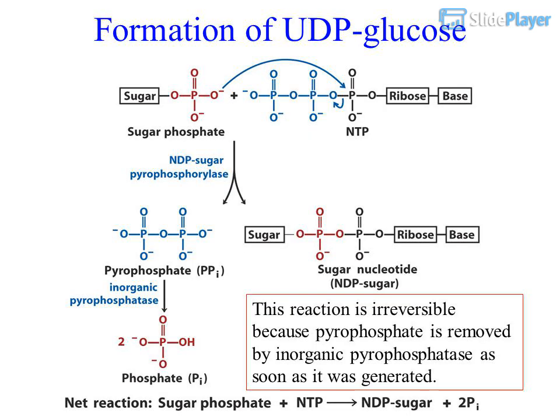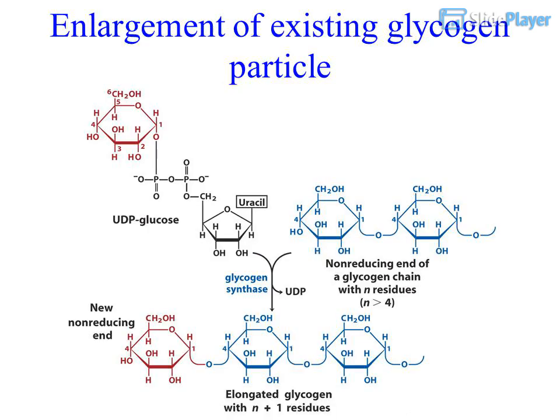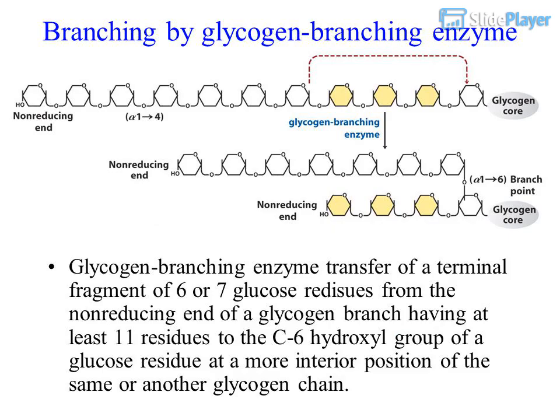Formation of UDP-glucose. This reaction is irreversible because pyrophosphate is removed by inorganic pyrophosphatase as soon as it is generated. Enlargement of existing glycogen particle. Branching by glycogen branching enzyme.